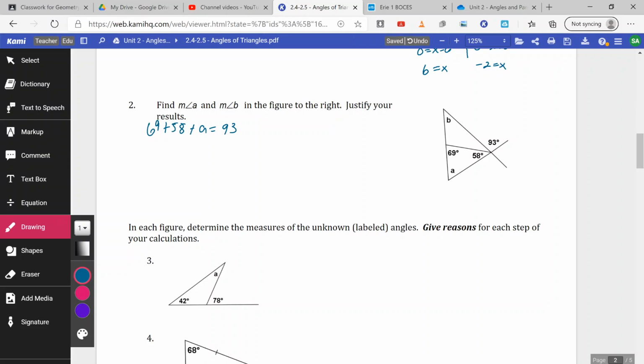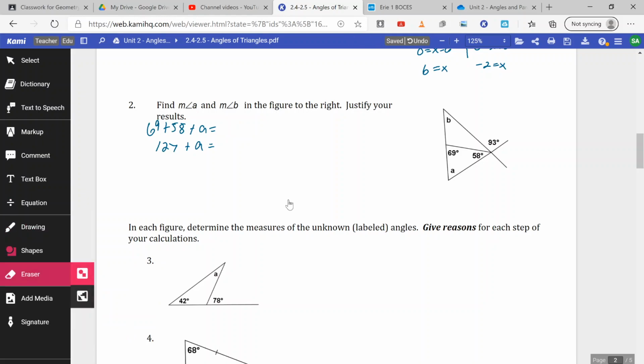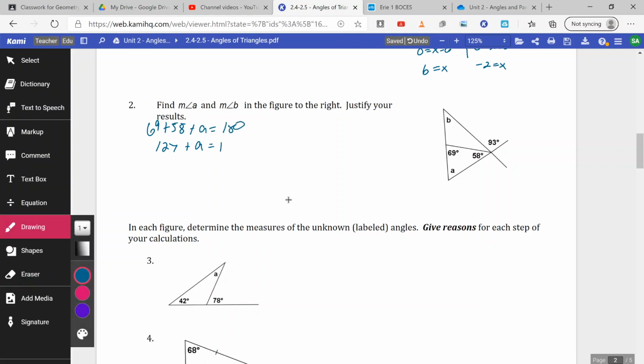If I add 69 and 58, I will get 127 plus A. Not 93, it's 180. That should be 180. I'll subtract 127, and I get 53. So now we know that angle A is 53 degrees.